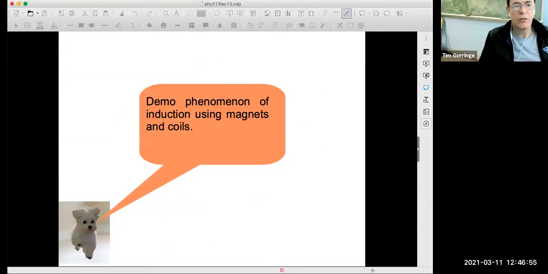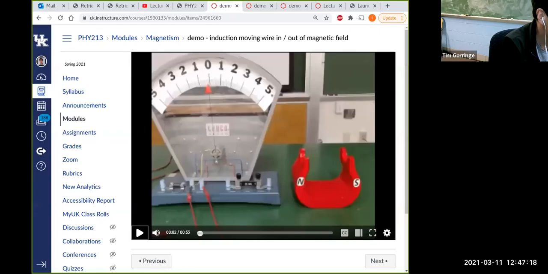Okay, let me show you a few demonstrations of this effect, because it's quite startling, I think. So I think you can see my Canvas page here, and I've got a video.